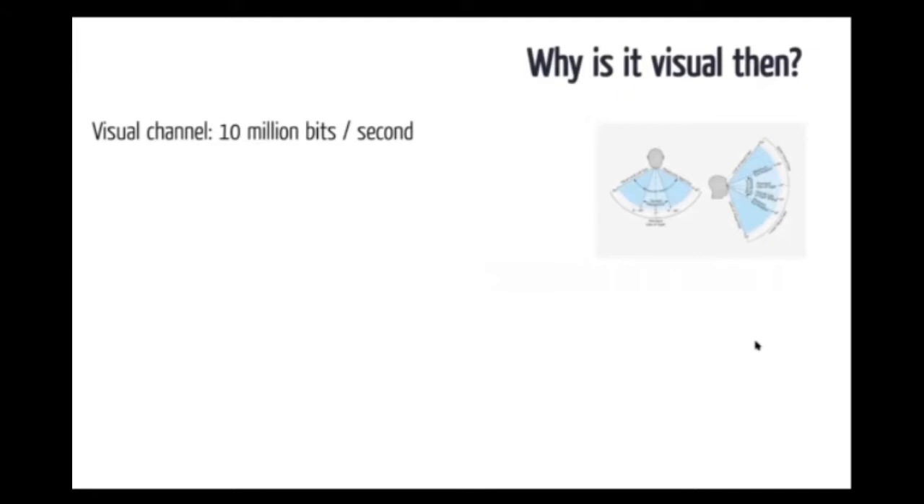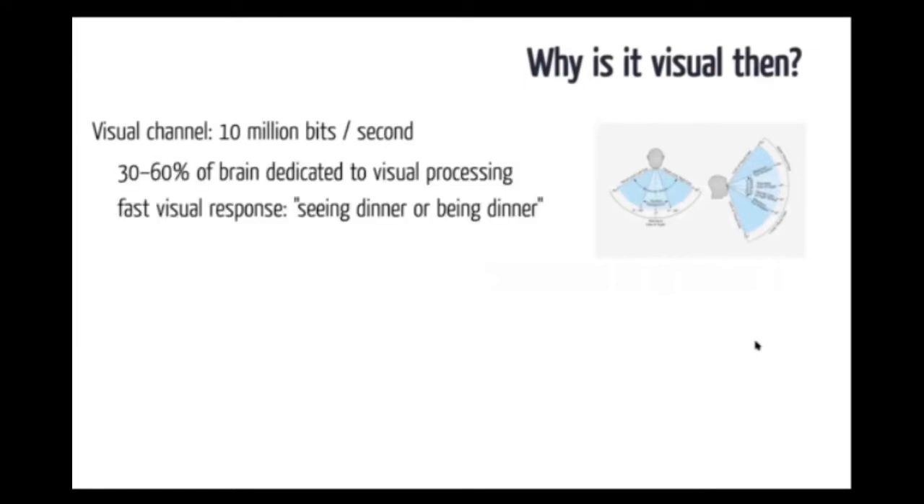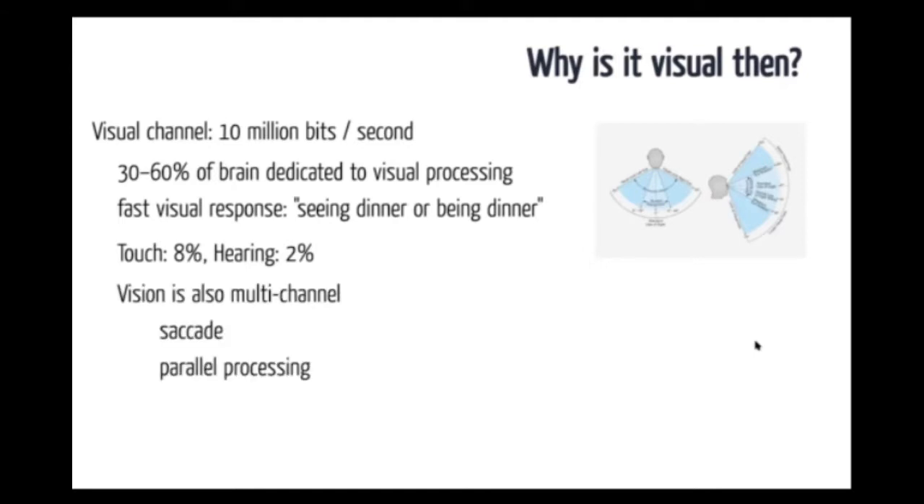So the immediate question might be, why is it visual then? Why do we do things visually? Well, because the visual channel is very broad. It's very fast, 10 million bits per second. 30 to 60% of the brain is dedicated to visual processing. This sort of corresponds to our fight or flight reflex. If you see something moving quickly towards you, you immediately have a reaction. It's the difference between seeing dinner or being dinner, is the expression. In comparison, touch and hearing have a much lower bandwidth than visual information does.